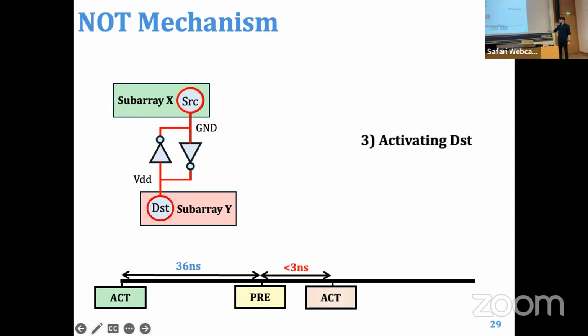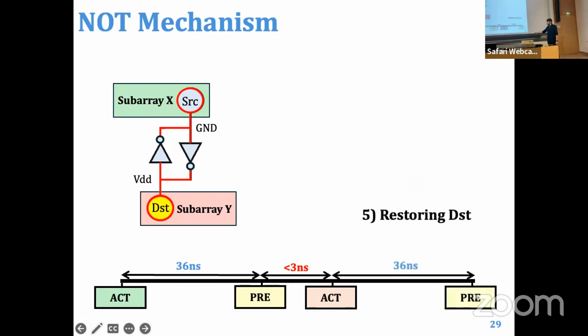But the authors issue an activate command and they violate the timing constraint. That results in the cell slightly charging and charging and charging. And finally, when we issue the precharge command, the destination cell is fully charged. As you notice, the source cell has been negated to the destination cell. We have a NOT gate.